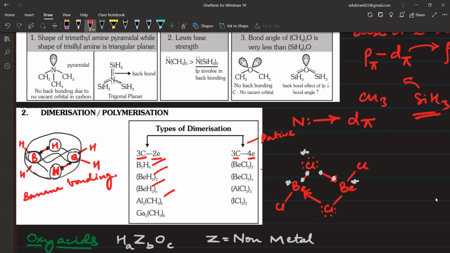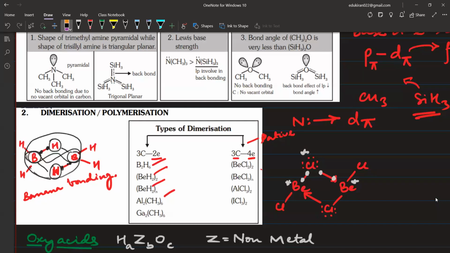तो कहाँ पे 3-centered 4 electron है? तो if you have 3-centered 4 electron, then there must be an atom which is having lone pair electron. और अगर 3-centered 2 electrons वाला बन रहा है, that means there should be an atom which is not having lone pair electron. ठीक है? There should be atoms which should not be having lone pair electrons.